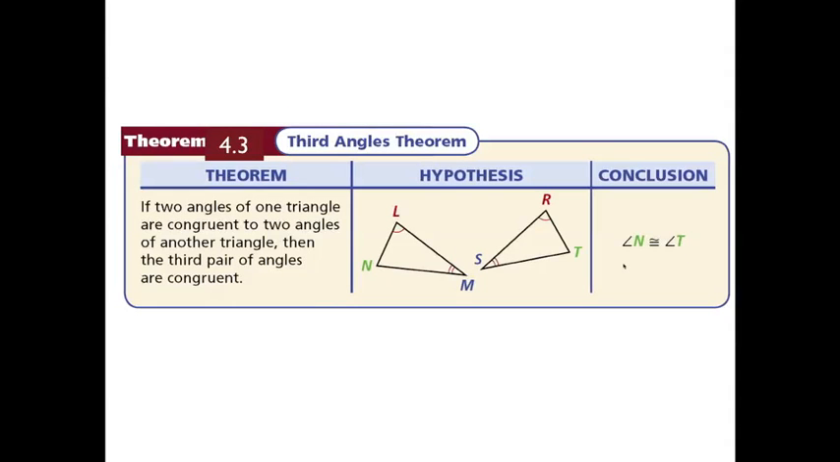The third angles theorem, this is a real basic theorem. Basically, if I've got two angles in one triangle that are congruent to two angles in another triangle, because the two triangles have to have the same sum, namely 180 degrees, if the two angles in one triangle sum to 100 degrees, and the two angles in the other triangle also sum to 100 degrees, then there's only one angle left for each of them. It's got to be 80 degrees. So if two angles are congruent in one and the same two angles are congruent in another one, the third angles are going to have to be congruent by default. There's no other choice but for them to be congruent.